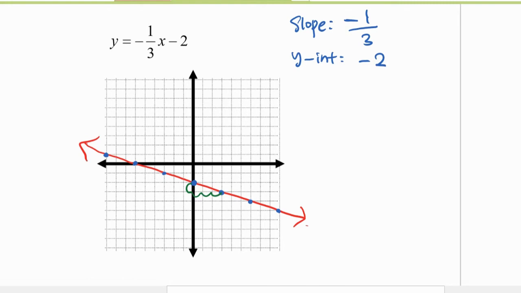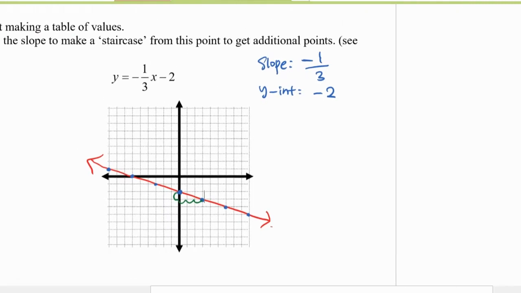Okay? So it's a negative slope and it's going down, right? Okay. So this is how you find the graph of an equation. Can you guys do it by yourself?